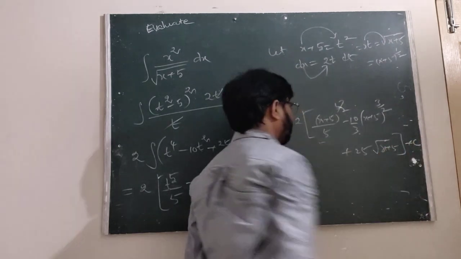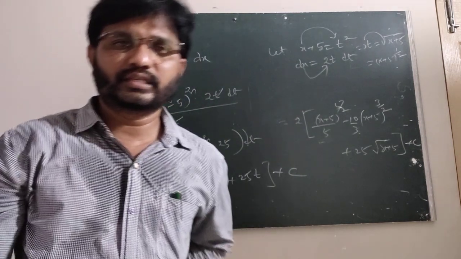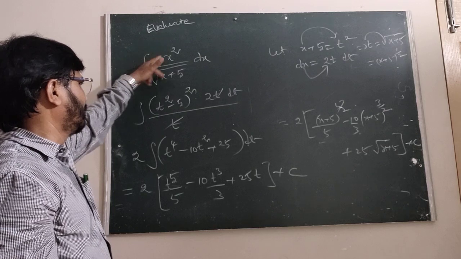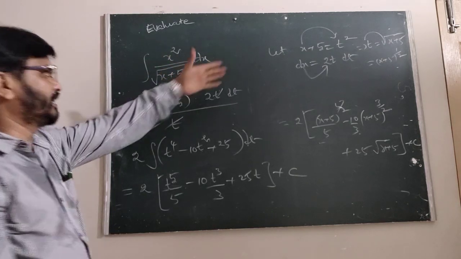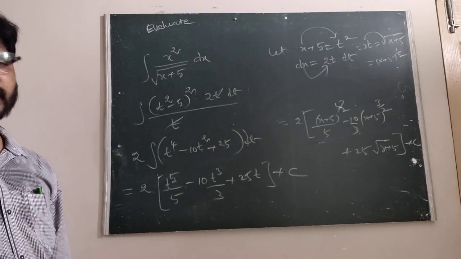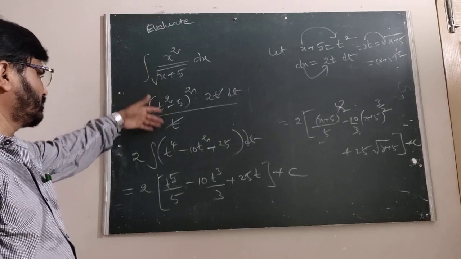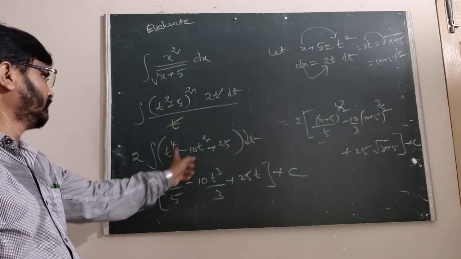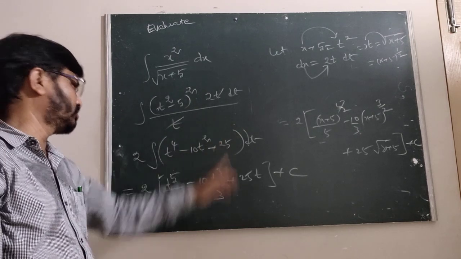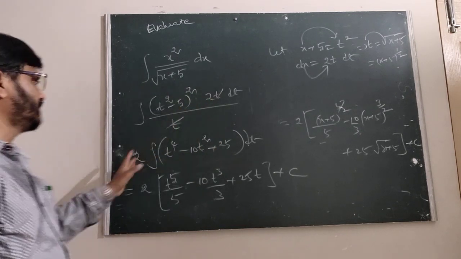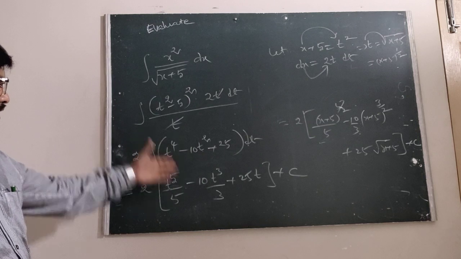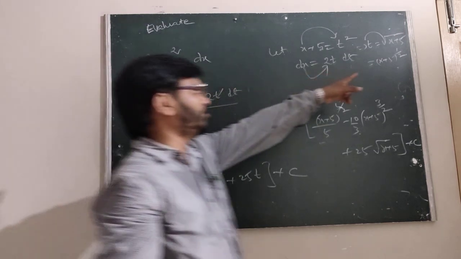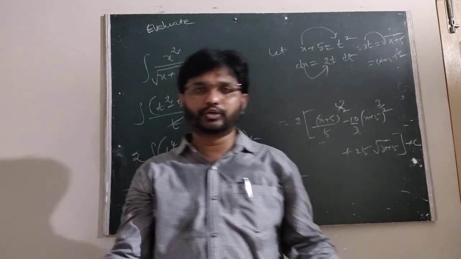Finally, we take the integral constant c. This is the solution of the integral x square under root of x plus 5. We are taking x plus 5 as t square. Then substitute in this. After that, it is in the form of a minus b whole square, a square minus 2ab plus b square. Then you can write the constant before the integral. We can apply the formulas, taking x plus 5 whole power 1 by 2 instead of t.